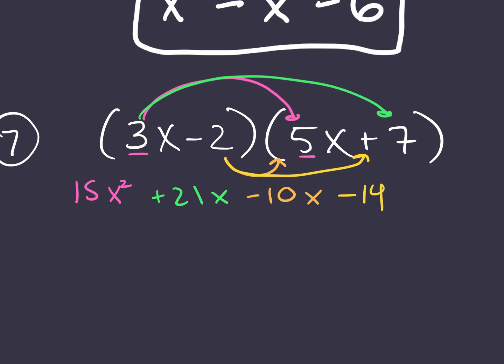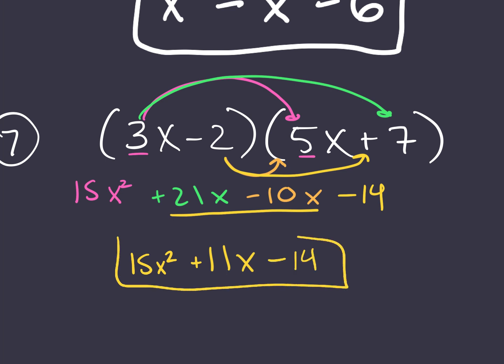Next, we want to combine like terms. So we have 21x minus 10x. So this would be 11x. And then the other parts just stay the same. So 15x squared plus 11x minus 14 is our answer.